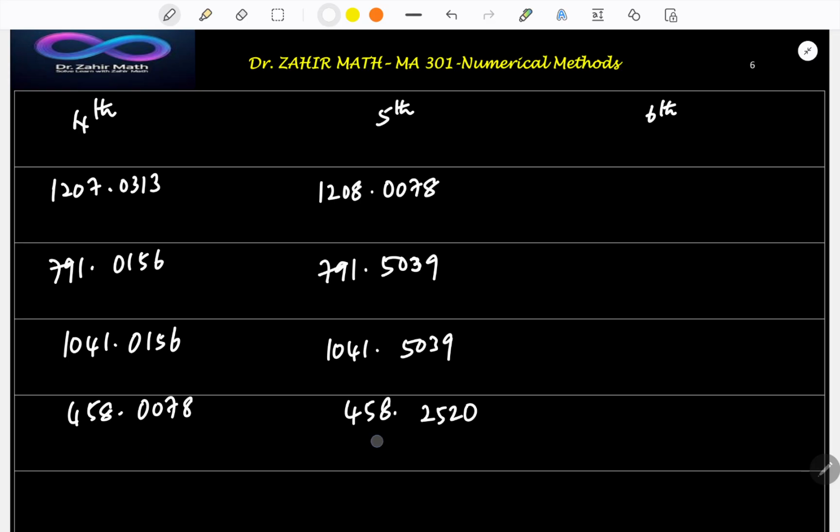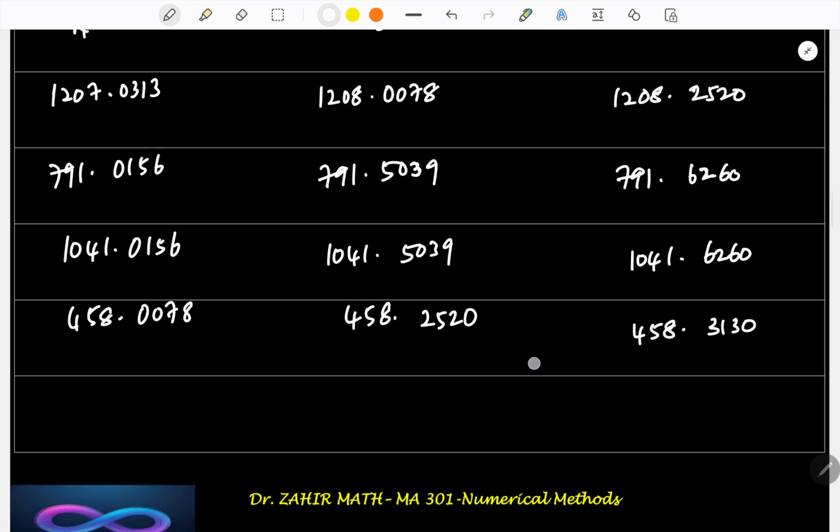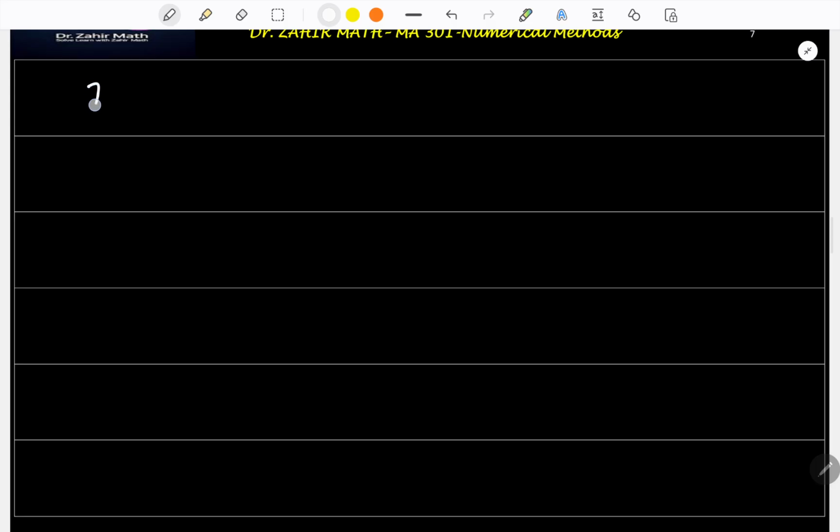And 458.2520. Almost 3 values are coming very near, but the decimal values are not coming near. So let me go for the sixth iteration: 1208.2520, 791.6260, 1041.6260, 458.3130. So the sixth iteration is over, nothing is matching. Let me go for the seventh one, eighth one, and ninth iteration.